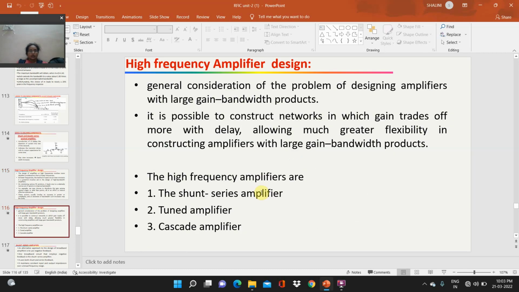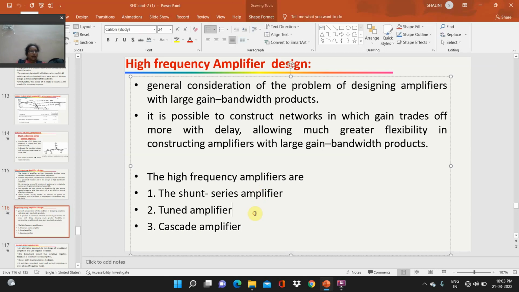Generally, in considering the problem of designing amplifiers with large gain bandwidth products, it is possible to construct networks in which gain trades off more with delay, allowing much greater flexibility in constructing amplifiers with large gain bandwidth products. The high frequency amplifiers are the shunt series amplifier, tuned amplifier, and cascade amplifiers.